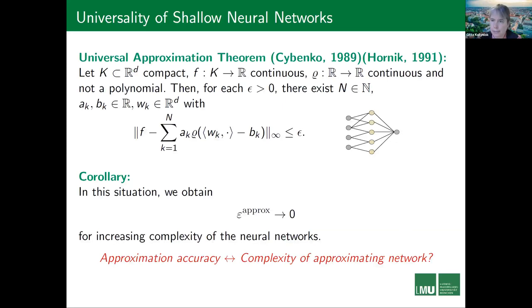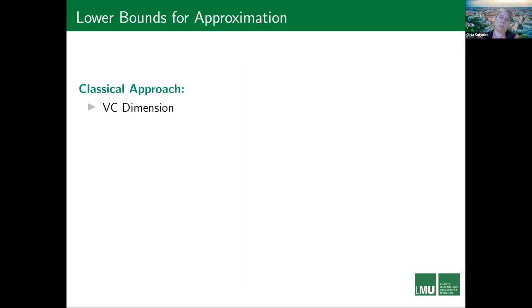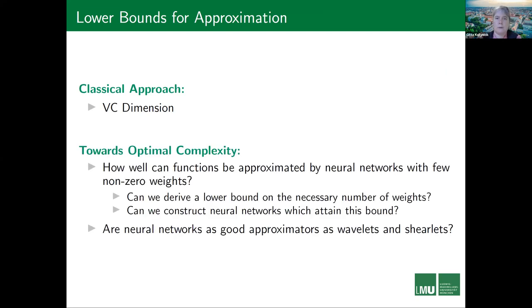But we would like to set more into relation the approximation accuracy and the complexity of the approximating neural network, and maybe even get an optimality result. And so in this regime, I would like to show you one result. Typically, results, I should say, are based on the so-called VC dimension. We will meet it later on in lecture 4, but here I would not like to use this classical approach, but a bit more modern approach, which also answers other questions.